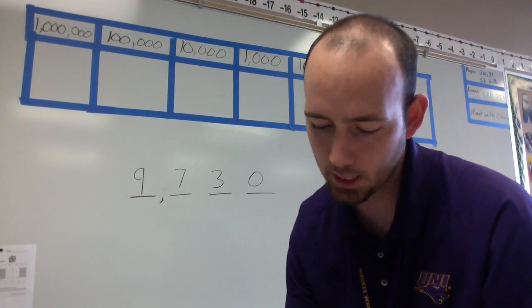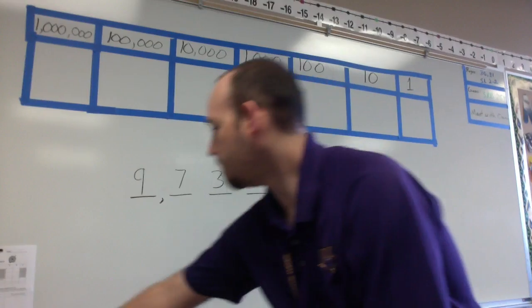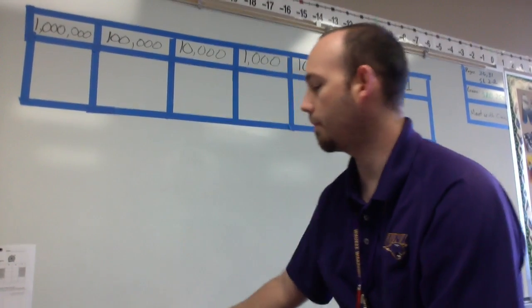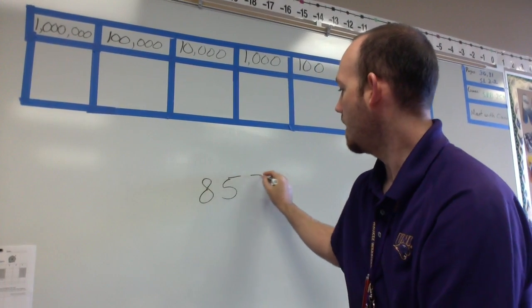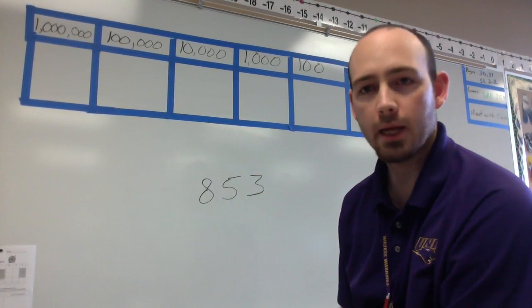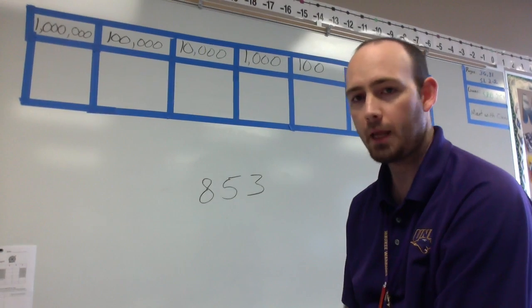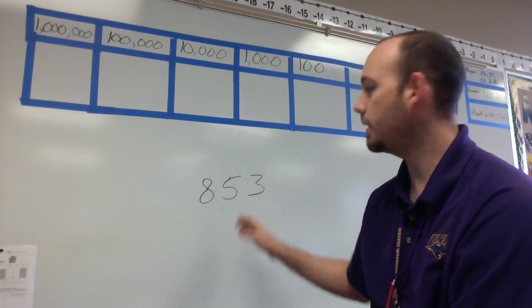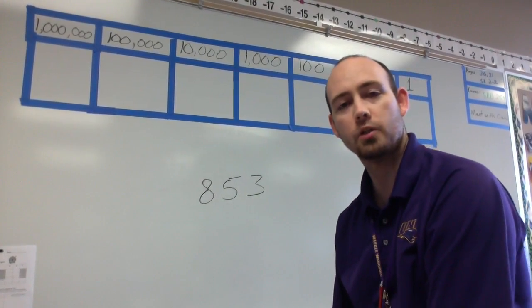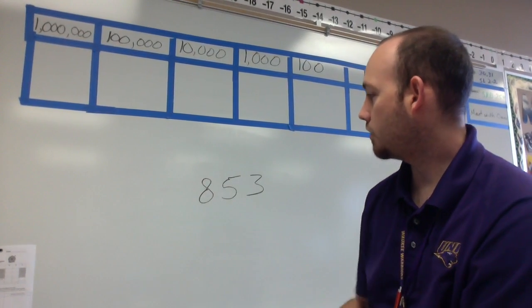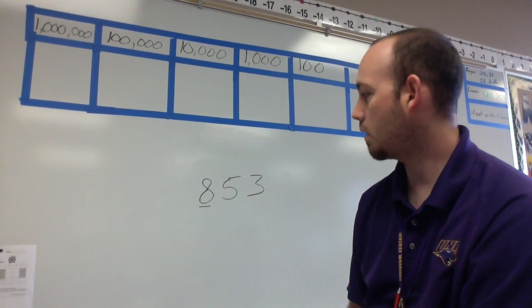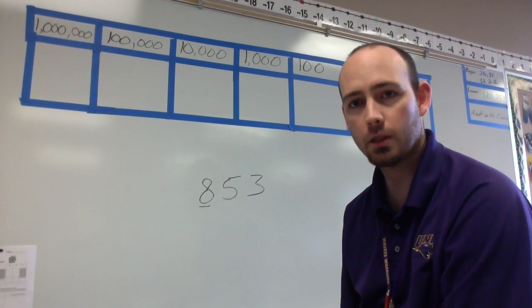So let's look at another example. Let's say we're looking at the number 853. Our main learning target today is I want you to be able to tell me if I point at any of these 3 digits, how much that digit is actually worth. So when we look at those different digits, if I asked you how much that 8 is worth, we need to know what place that 8 is actually in.